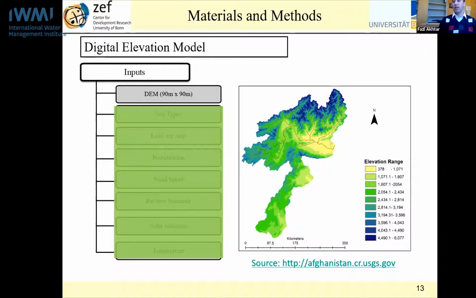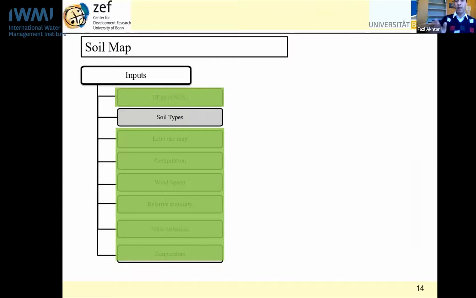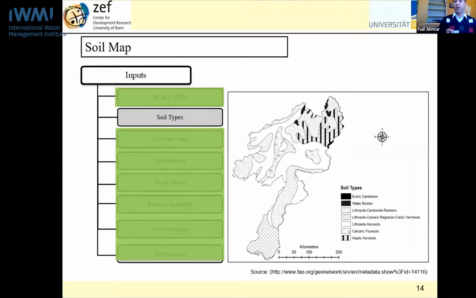As you look at the range in terms of elevation, the elevation range is 378 meter above sea level to 6,000 meter. The variation is so high. The second most important input to the SWAT model is the soil map. It was downloaded from the FAO website. There are dominantly 7 soil types which cover the Kabul River Basin.